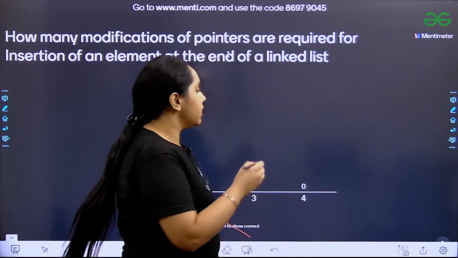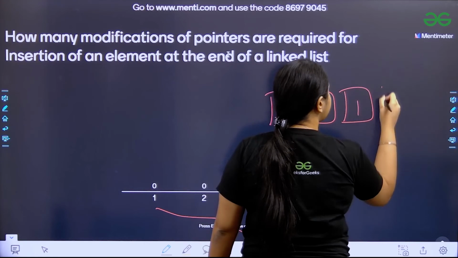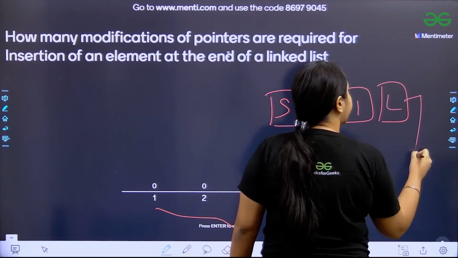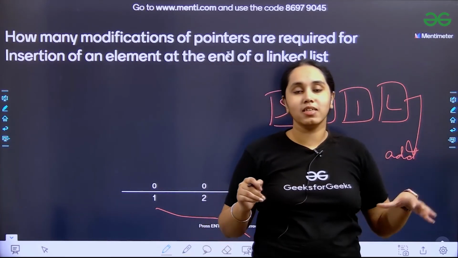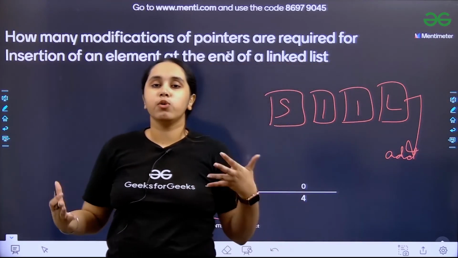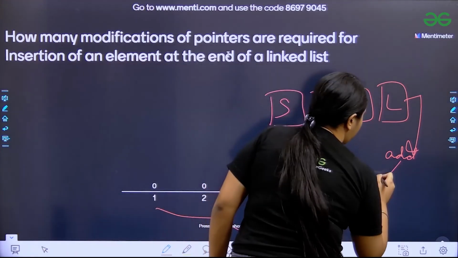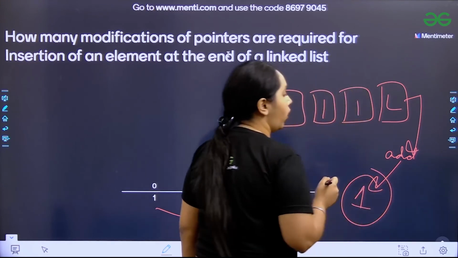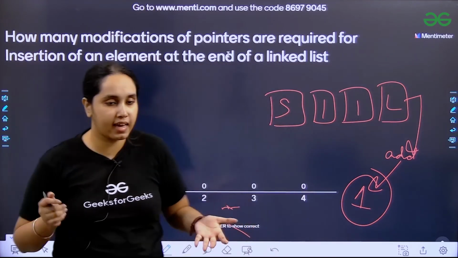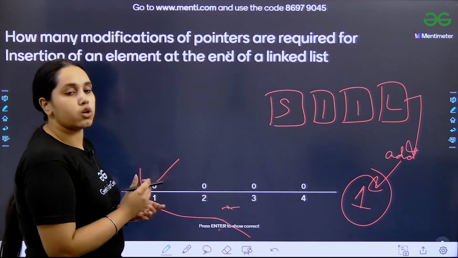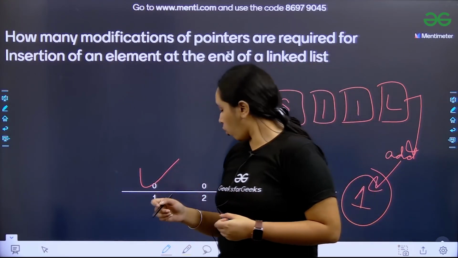Now see, basically this is a linked list: start, intermediate, last. And you are trying to add a new element here. When you are trying to add a new element here, it's already the end. You don't need to modify anything much. You just need to add one element in the end. So the number of modifications for this would be 1. You don't need to modify anything else. So the correct answer for this is option number A. I hope you guys are clear with it. So now let's move forward.